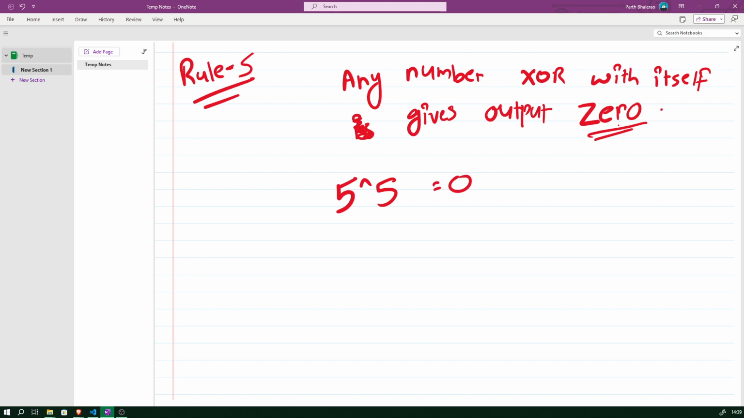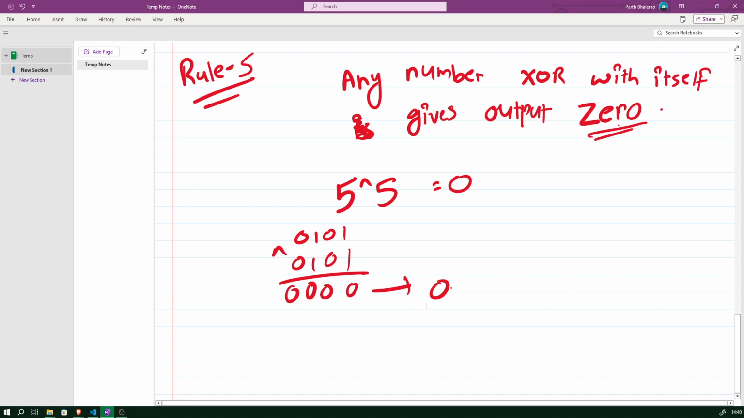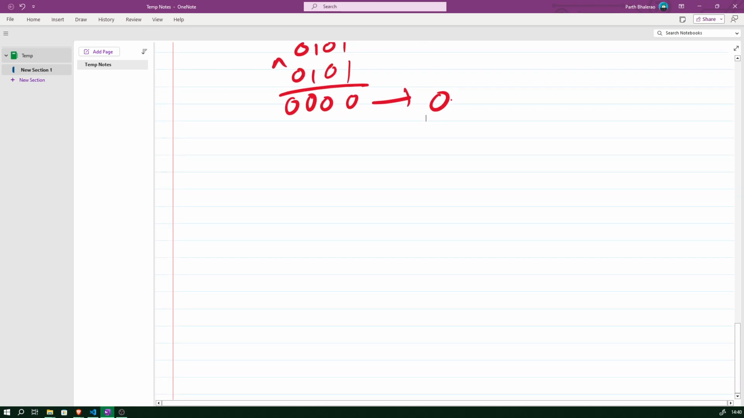Okay, so we can also verify this. So 5 is actually 0 1 0 1, and another 5 is 0 1 0 1, and we need to do XOR of these two. So 1 XOR 1 is 0, 0 XOR 0 is 0, 1 XOR 1 is again 0, and 0 XOR 0 is 0. So output is 0. Perfect. So the rule is quite simple. Any number XOR with itself gives output 0. You can even try this on your own with another example.